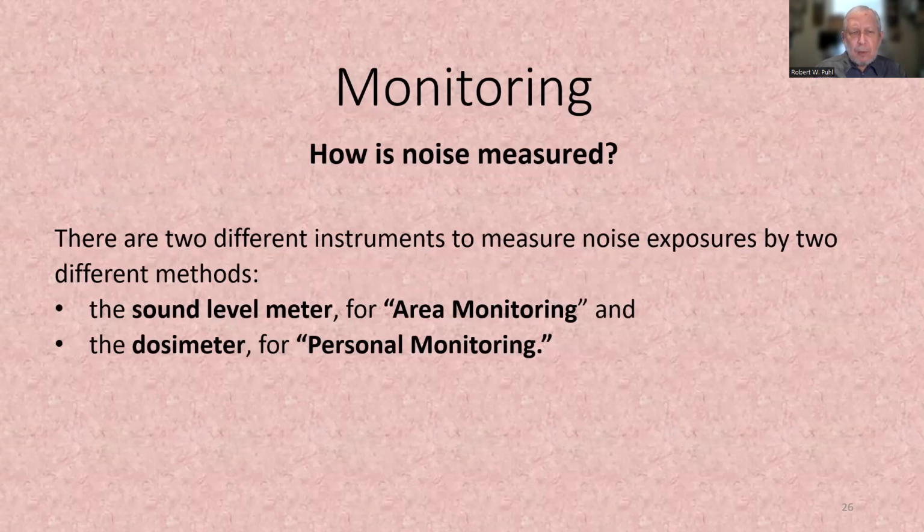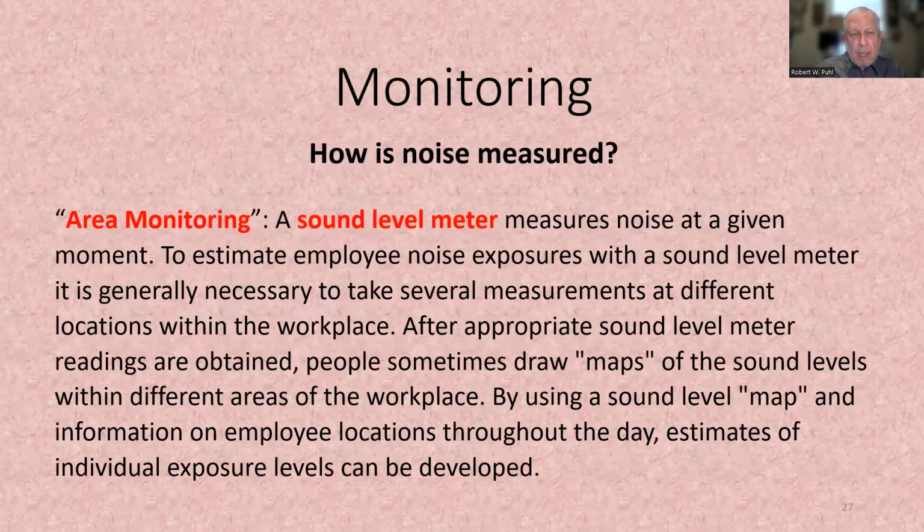So how is noise measured? Well, there are two different instruments to measure noise exposures by two different methods: the sound level meter for area monitoring and the dosimeter for personal monitoring. Area monitoring is a sound level meter measuring noise at a given moment, at a given place. To estimate employee noise exposures with a sound level meter, it is generally necessary to take several measurements at different locations within the workplace. After appropriate readings are obtained, people sometimes draw maps of the sound levels within different areas of the workplace.